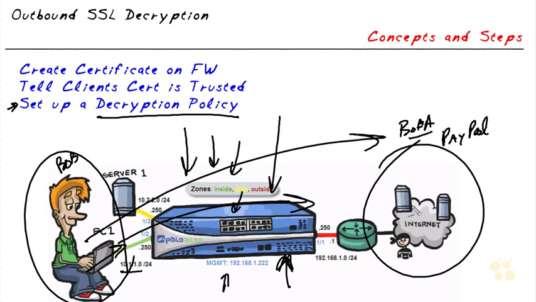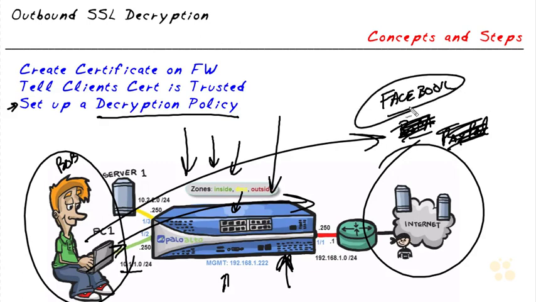So for our demonstration, let's do this. Let's go ahead and set up a decryption policy that only decrypts traffic that's destined for Facebook. And that way, it won't hit financial types of sites like Bank of America or PayPal. It'll just do Facebook. So we can be very granular as well as far as which categories of sites should be decrypted for outbound SSL decryption.